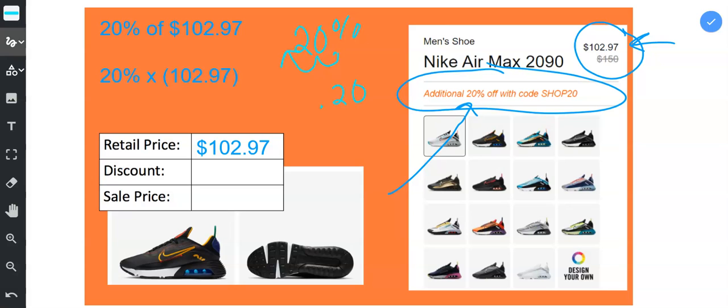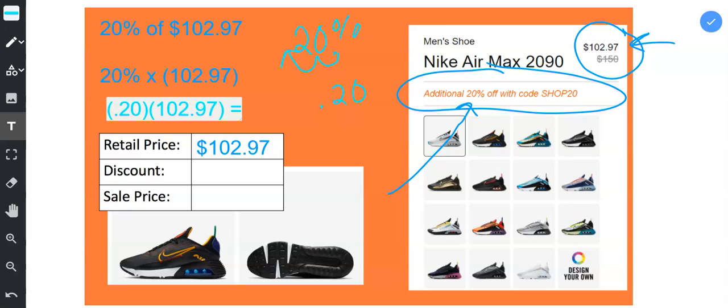So 20% becomes 0.20. So I'll go back to my typing tool and type, we're multiplying 0.20, which is the same thing as 0.2, multiplied by 102.97, because we're getting an additional 20% off of the $102.97. And then you're allowed to use a calculator today.